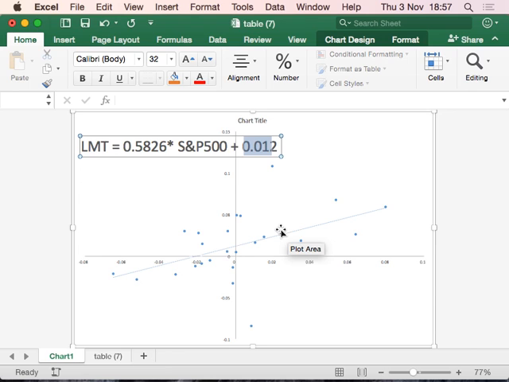Okay, let's do this. Very quickly, guys. I think you may have forgotten it. This point here is 0.012. And this is S&P. This is LMT. Right? This point here is when S&P 500 is equal to 0. In that case, LMT's average return during that period was this much. So this is called the intercept, not the slope.